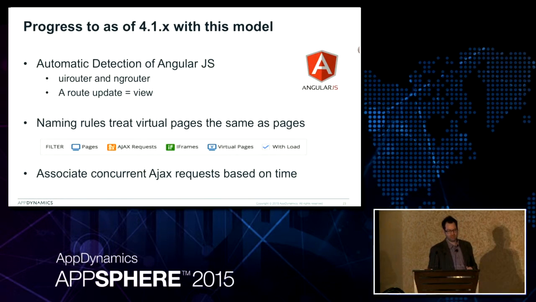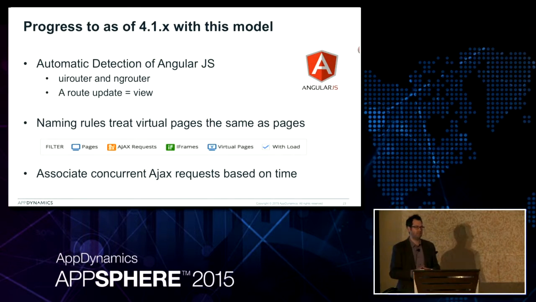So here's our progress to date with this model. As of 4.1, our currently shipping code, we have automatic instrumentation of Angular. So basically, if you use Angular's UI router or ng router, those are route updates, as I discussed. We'll actually hook into those and start a virtual page. And when that completes, we can time that. So that's good. And to be honest, we did that because we had some key opportunities, and we happen to use Angular in our own application, so this has made sense as a starting place.